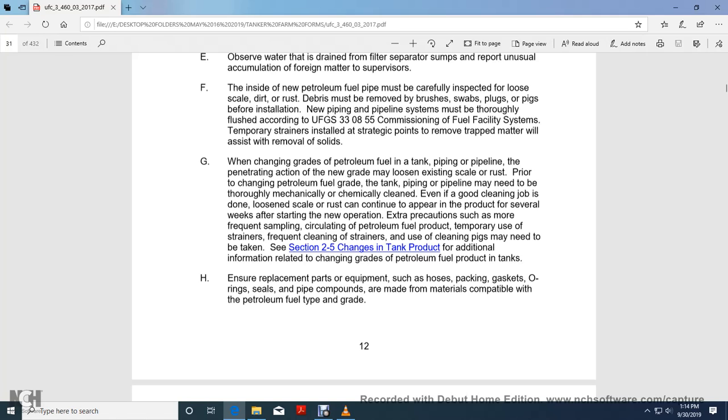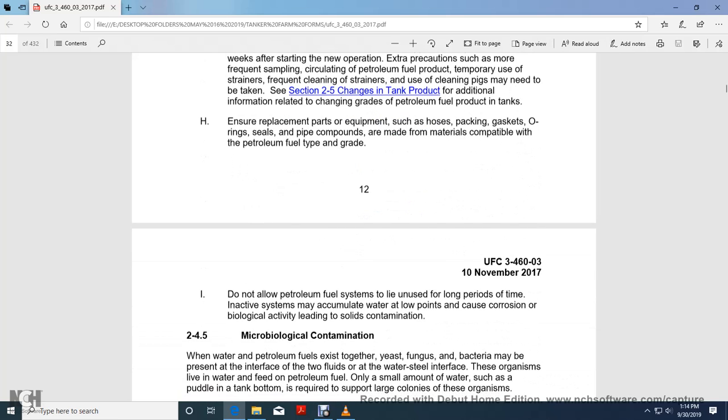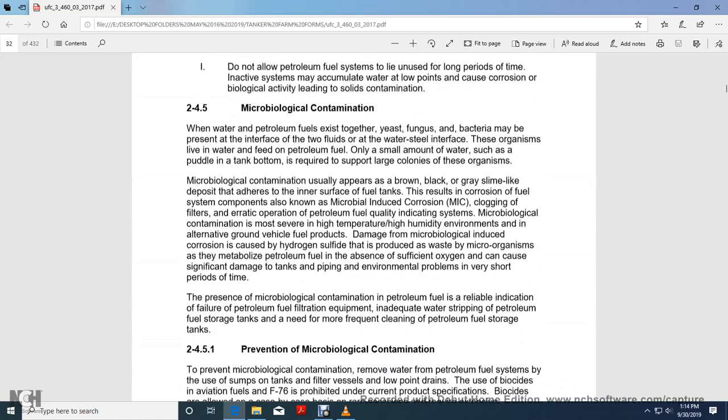Ensure replacement parts and equipment such as hoses, packing, gaskets, ring seals, and pipe compounds are made with a material compatible with the petroleum fuel type and grade. Do not allow a petroleum fuel system to lie unused for long periods of time. An inactive system may accumulate water at low points, causing corrosion and biological activity leading to solid contamination.